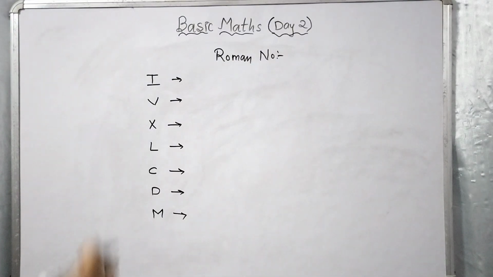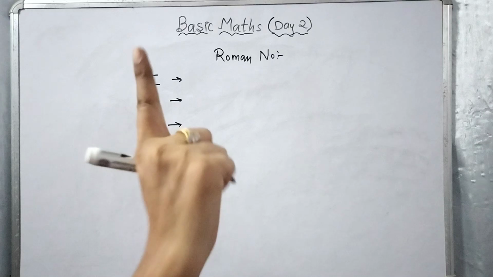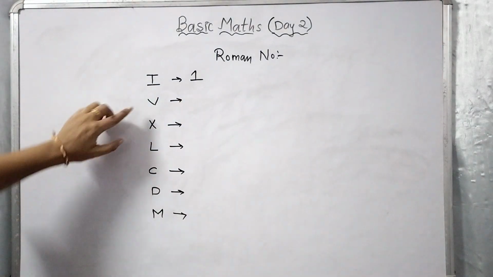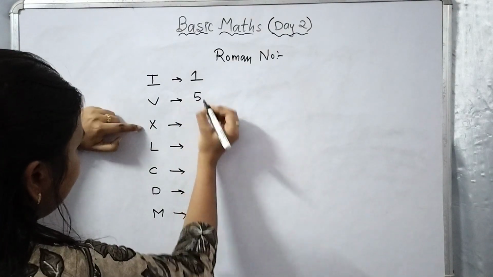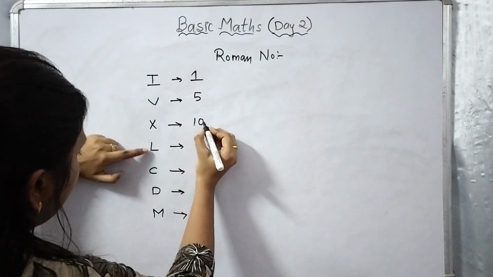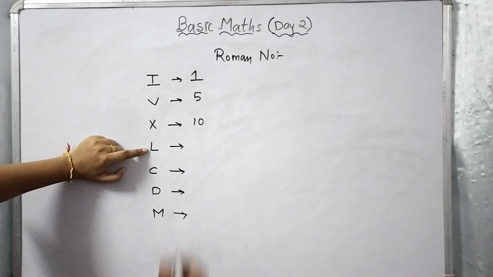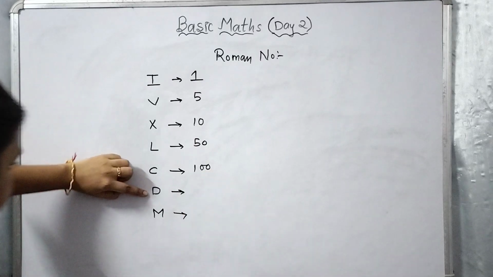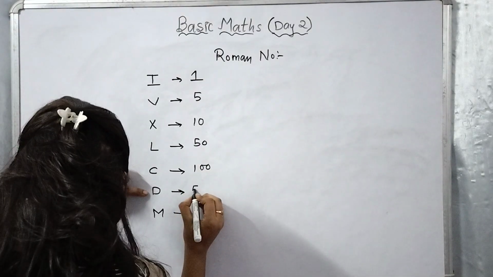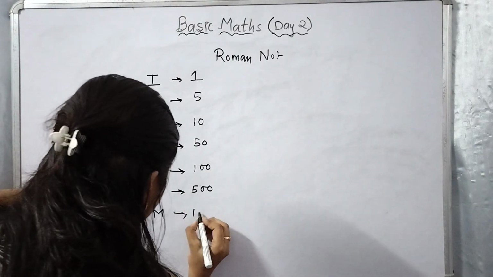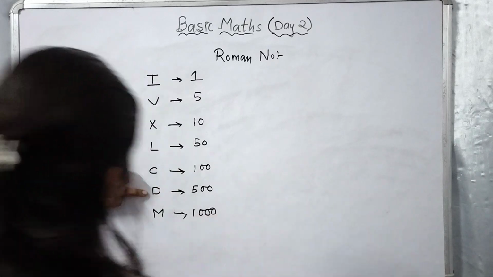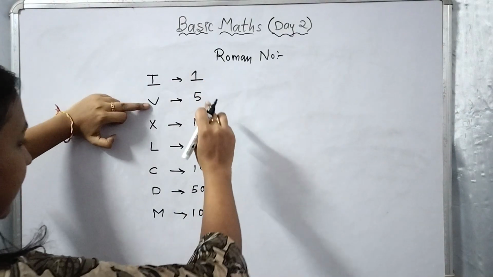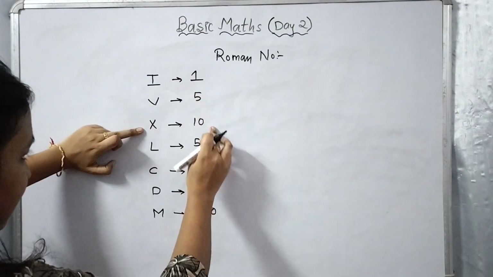See, this is I. I denotes 1. Fine. V denotes 5. X denotes 10. L denotes 50. C denotes 100. D denotes 500. And M denotes 1000. Fine. See, I denotes 1, V denotes 5, X denotes 10.